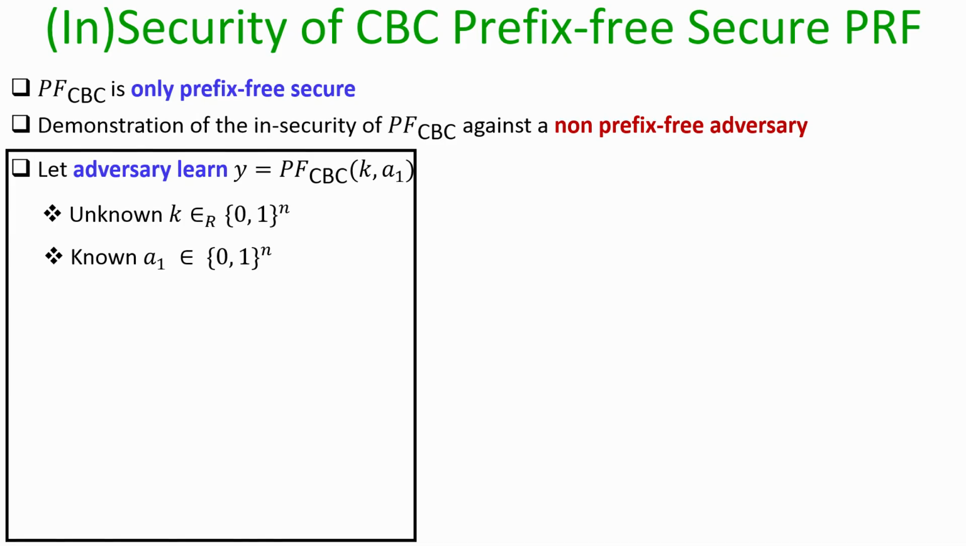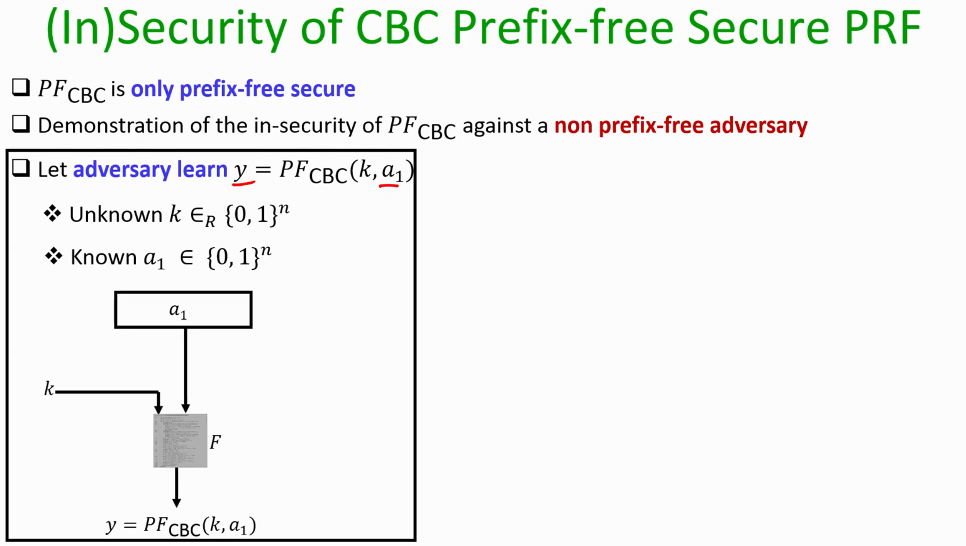So, imagine there is an adversary which queries for a one-block input A1 and gets the output Y under an unknown key k which is not known to the attacker. So, the way the output Y would have been computed is as follows. Since we have only one block, we would have evaluated the fixed length PRF F on the input A1 with the key k, and that is how the output Y would be computed.